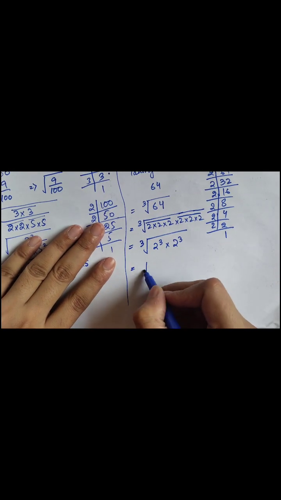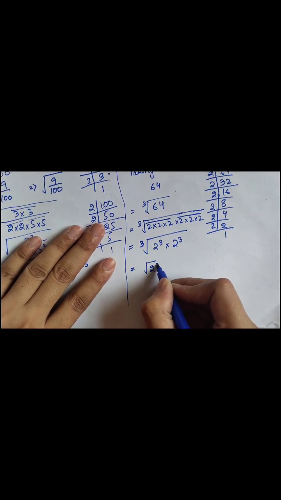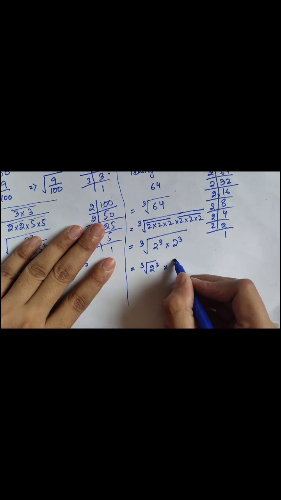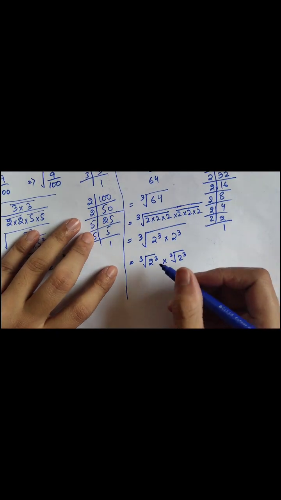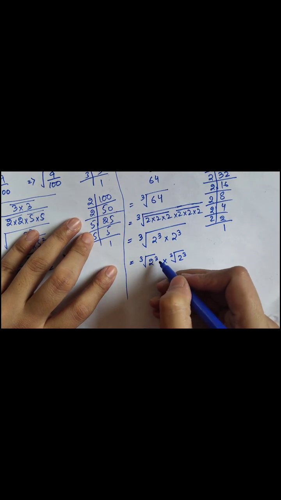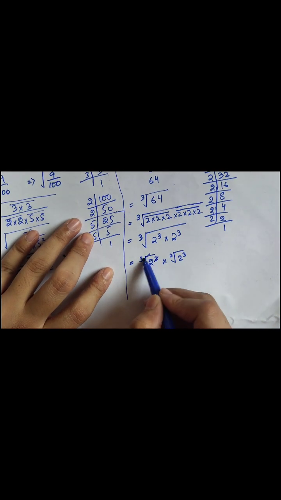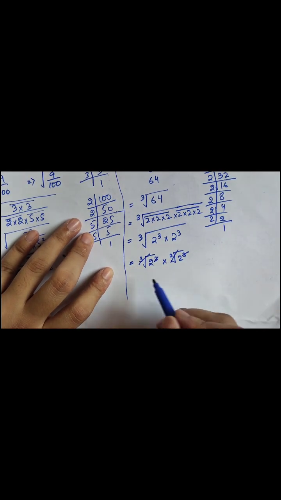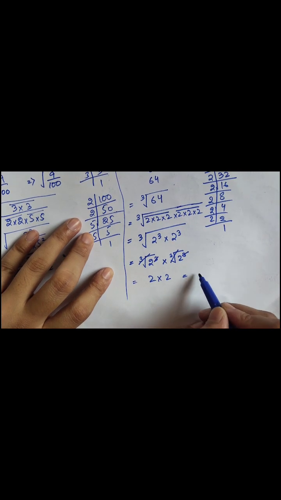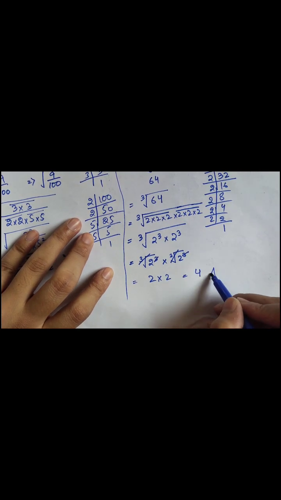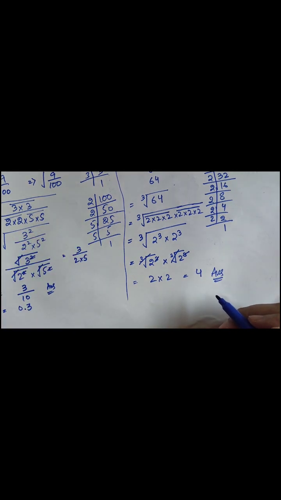Next we have to separate the cube root on both numbers like this. Now we know we can cut this cube power with this cube root and this cube with this cube root. It becomes 2 multiplied by 2, which is 4. It means the cube root of 64, answer is 4.